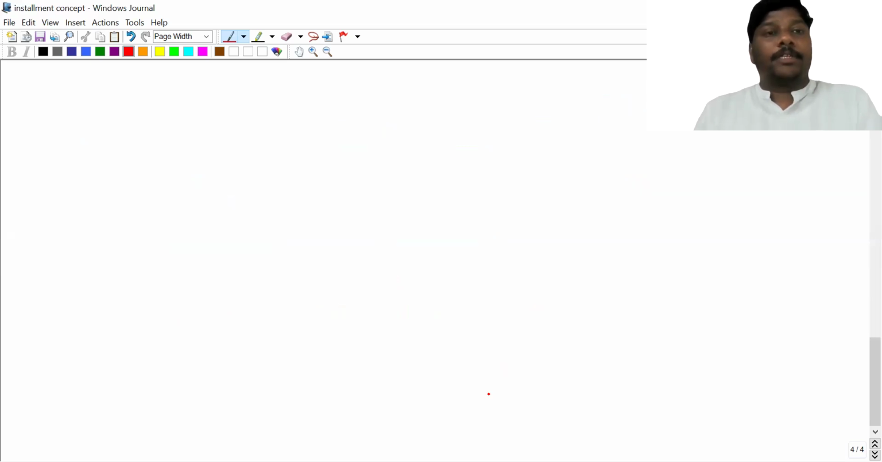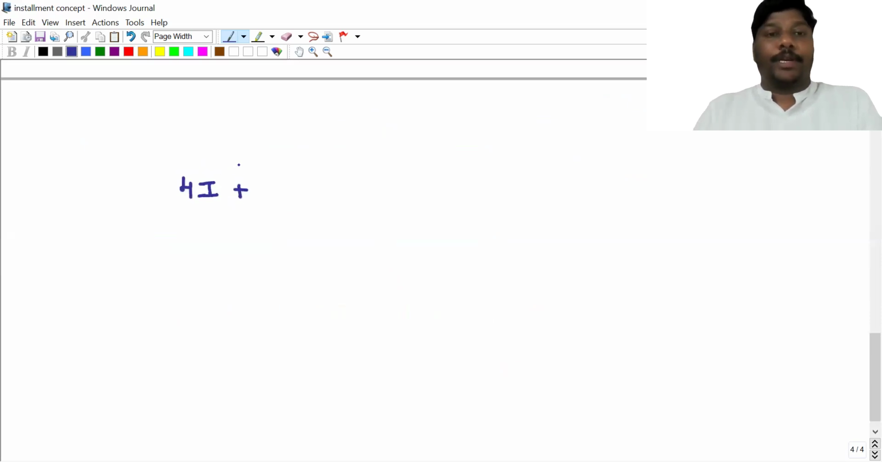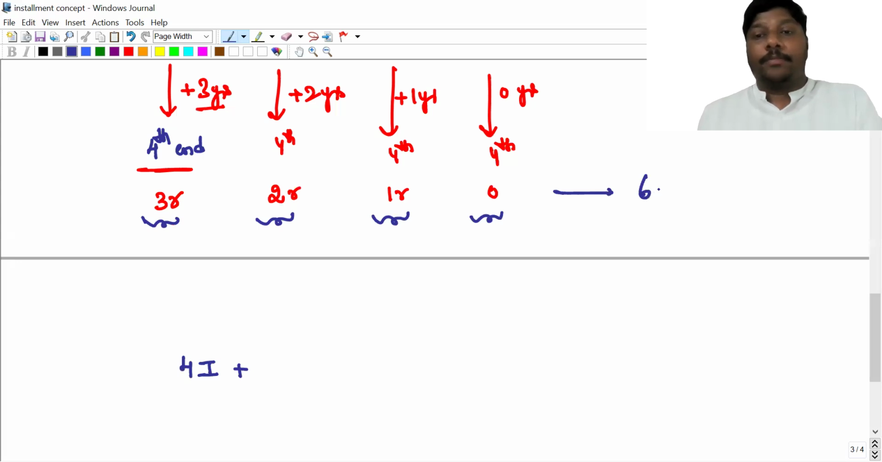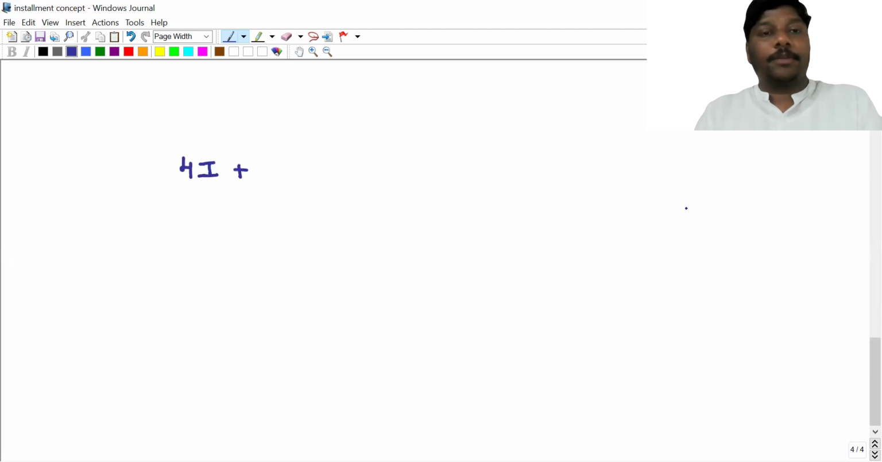Suppose 4 equal installments, what we pay is 4I, and look at the installments along with it. You are paying 3 years of interest, 2 years of interest, 1 year of interest and 0. Put together, if we add them, we get 6 years of interest. 6 years of interest, taking each year as R%, means 6R% of I is equal to the amount.